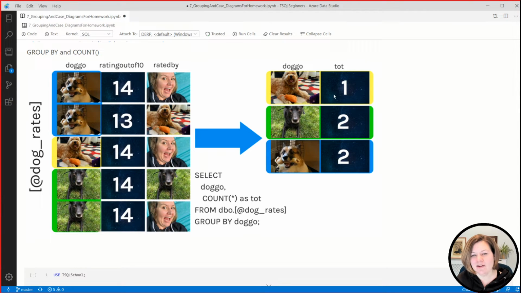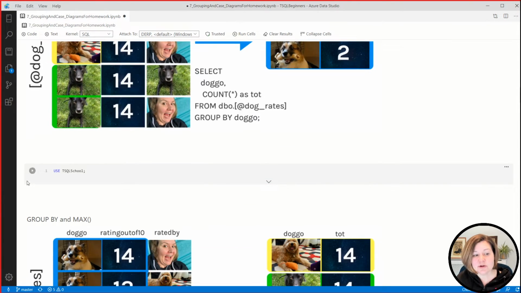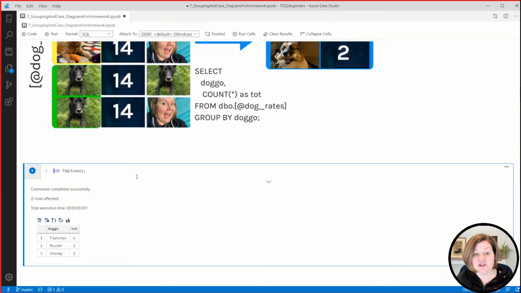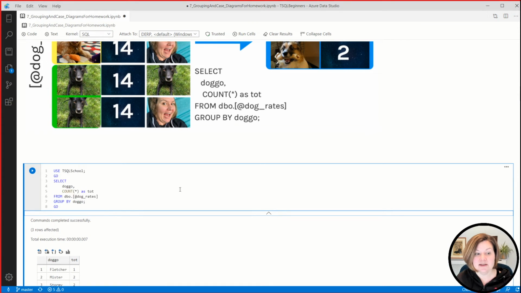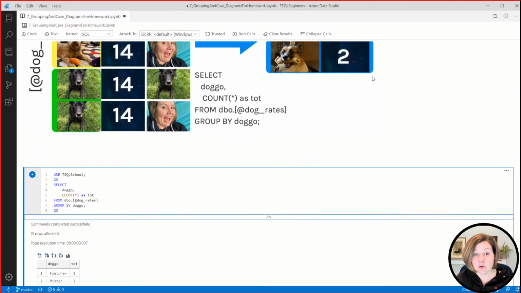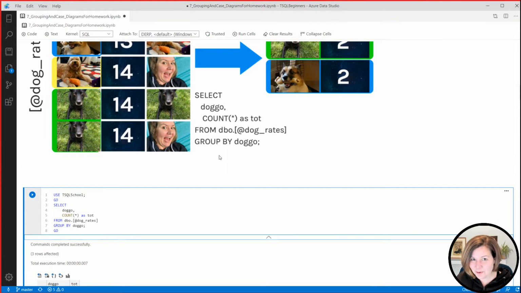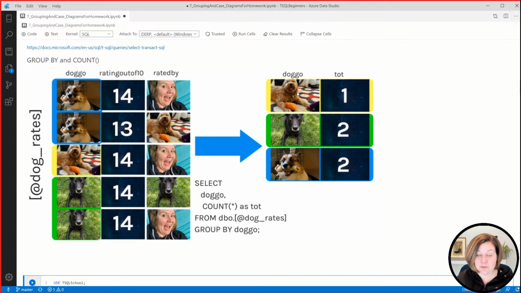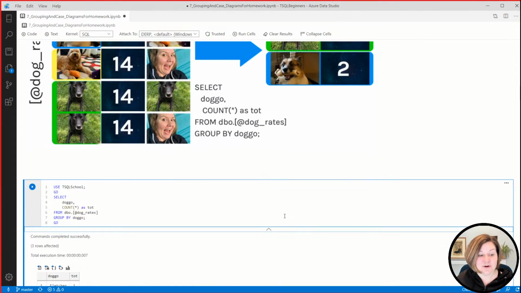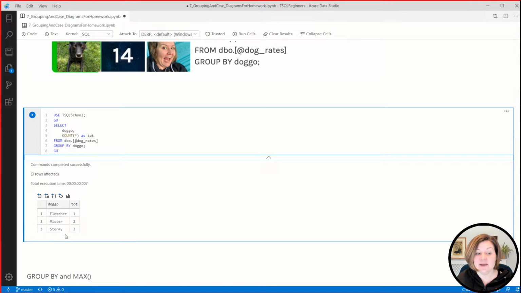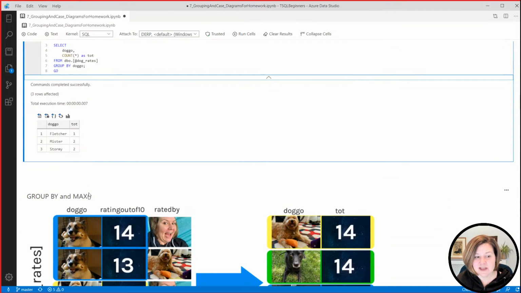Now you might wonder, why are they in this order? They're in this order just because this is just our query that we're running. If we expand it here, you can see the query. The query just happens to return it in that order. We don't have an order by here, so it can return it in every order it wants, and it happens to want to return Fletcher, Mr., and then Stormy with the same counts that we saw there. So that is group by with the count function.